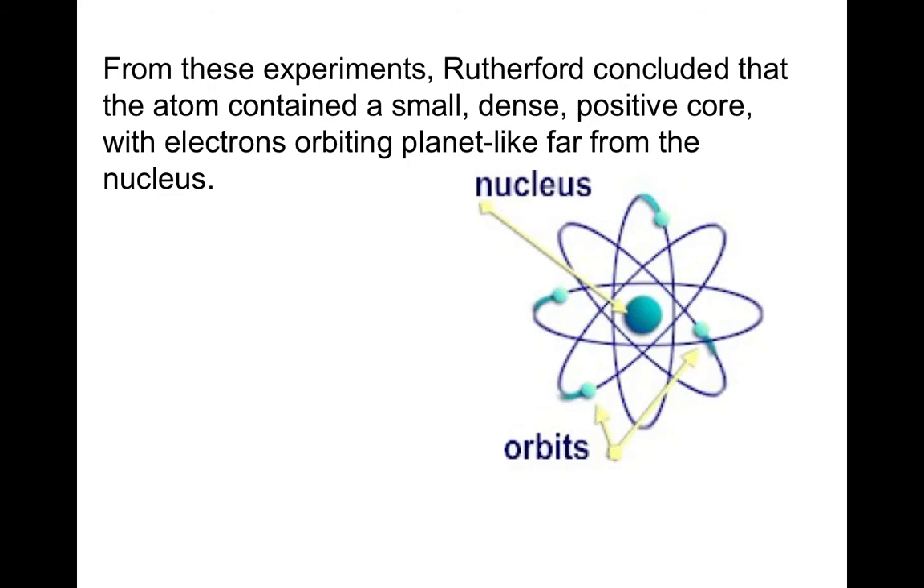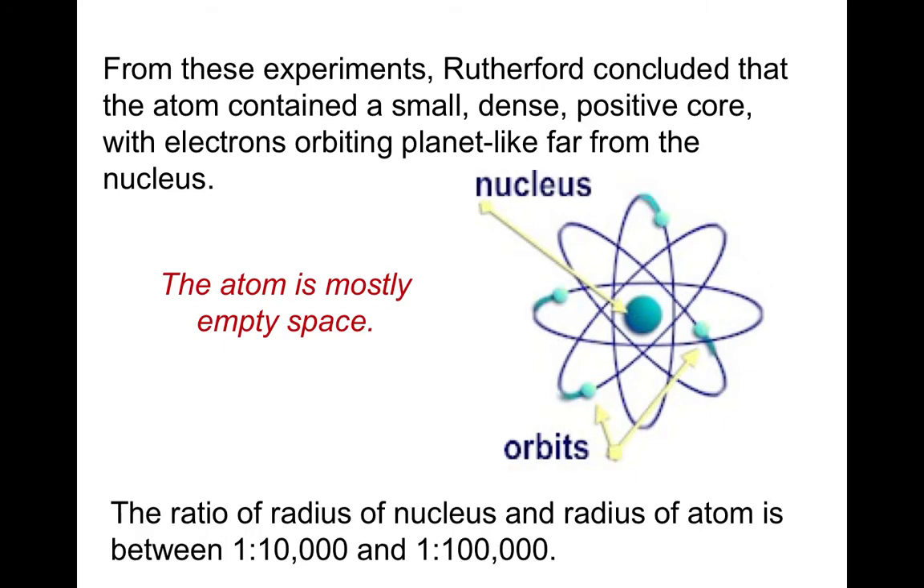So you get a diagram that looks something like this. This is kind of your planetary model of the atom where you have the nucleus as the center and you have electrons that orbit around. Most of the atom is empty space. That's your key with the Rutherford model.